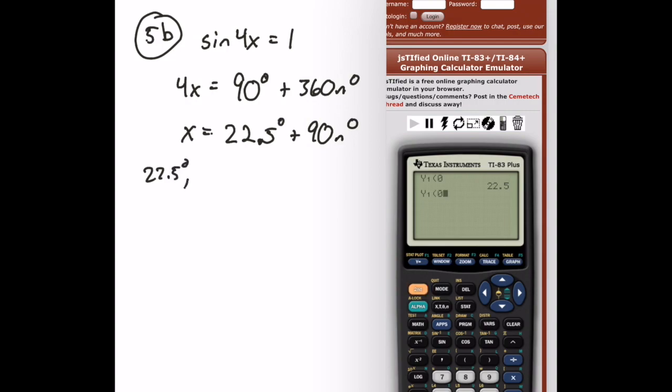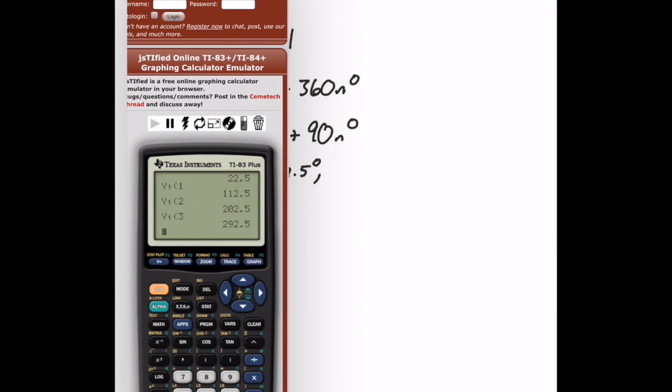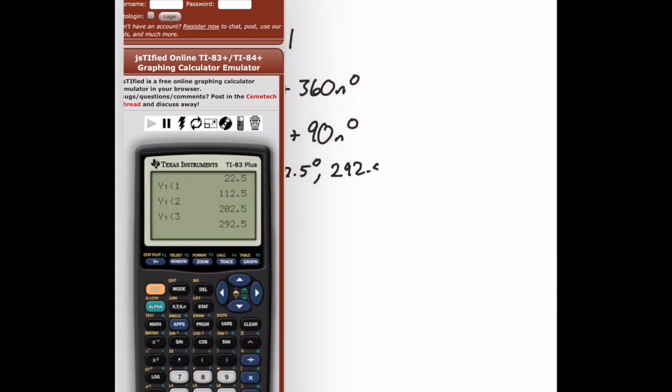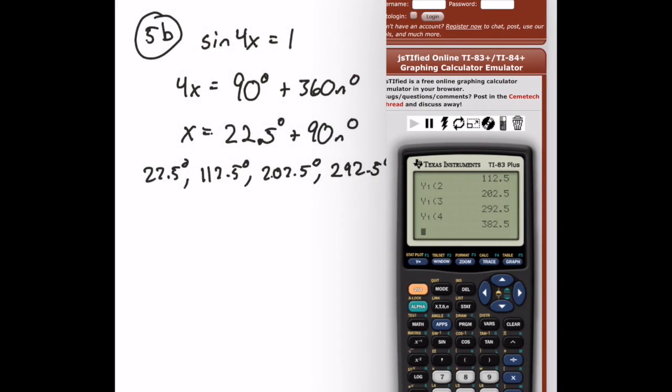Then I want to plug in when my n is 1, 112.5 degrees. And when my n is 2, 202.5. Then when my n is 3, 292.5. And when my n is 4, 382 goes off the chart. Okay. So 1, 2, 3, 4.